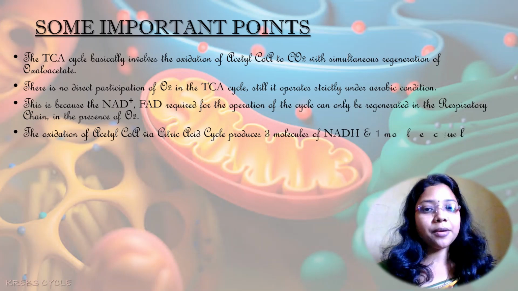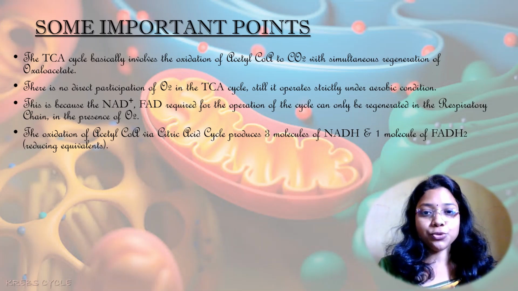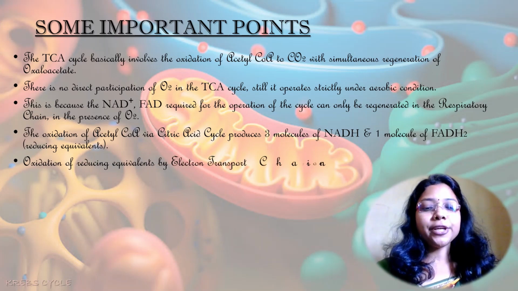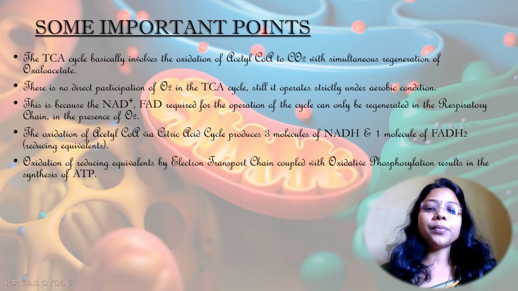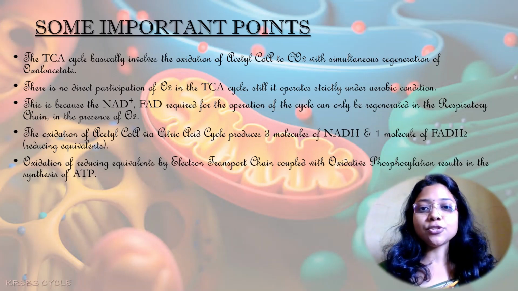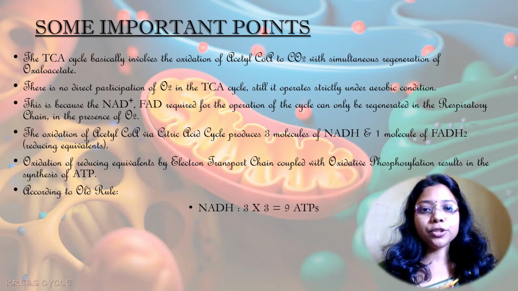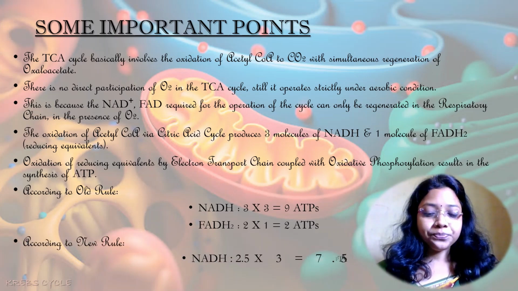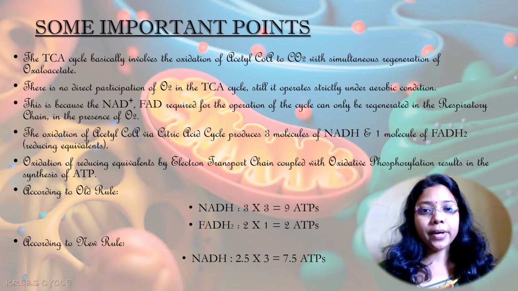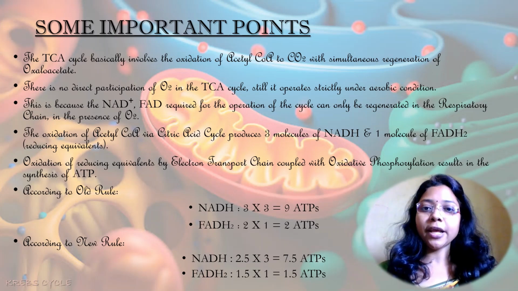The oxidation of acetyl coenzyme A through the citric acid cycle produces 3 molecules of NADH and 1 molecule of FADH2. Oxidation of reducing equivalents by the electron transport chain coupled with oxidative phosphorylation results in the synthesis of ATP. We will discuss the electron transport system in some other video. Let's now find out how many ATPs are produced per reducing equivalent, NADH and FADH2. There are two rules. According to the old rule, per NADH, 3 ATP molecules are produced and FADH2 produces 2 ATP molecules. According to the new rule, 2.5 ATP molecules are produced per NADH and 1.5 ATPs per FADH2.